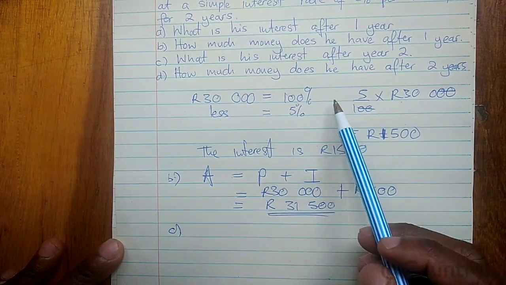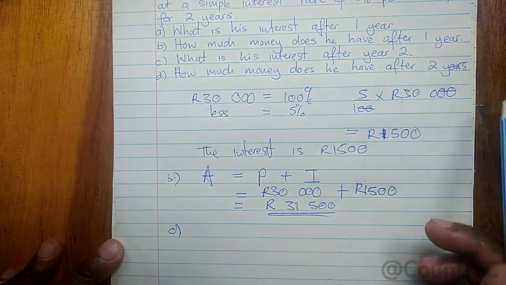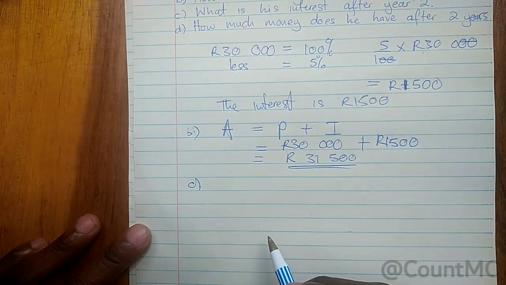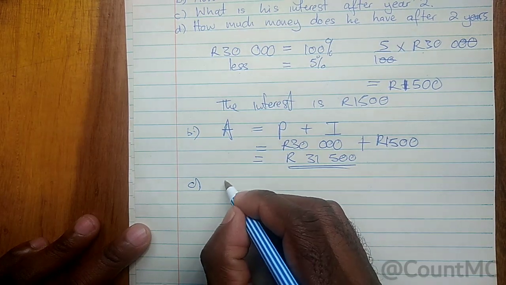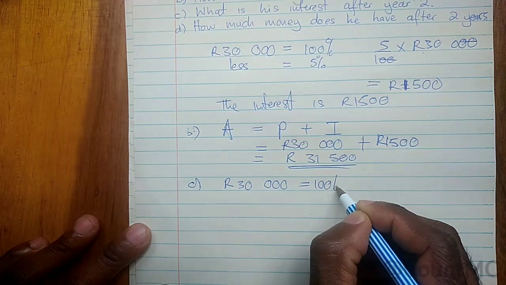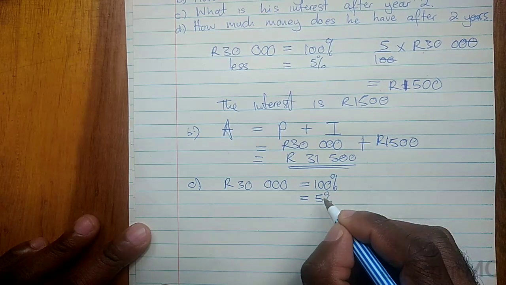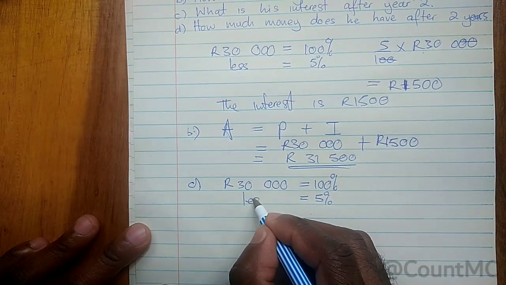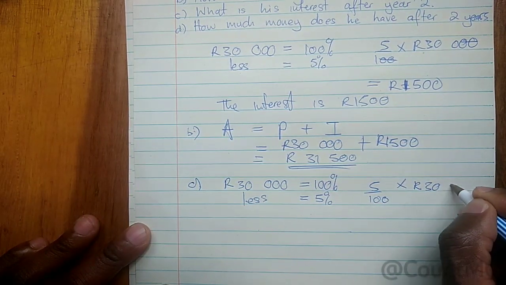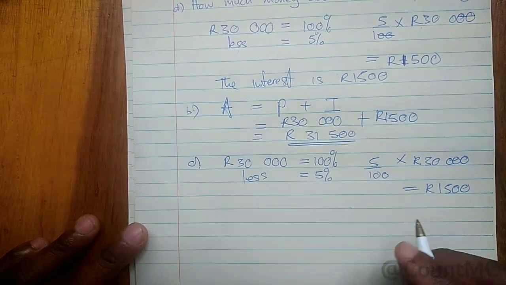Let's do part C. What is his interest after year 2? Okay, so we have to calculate interest for year 2. 30,000 rands is equal to 100%, and in year 2, the interest is still 5%. So this will be less: 5 over 100 times 30,000, you get 1,500 rands.